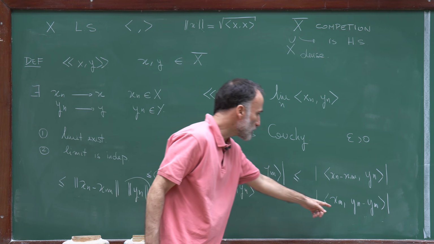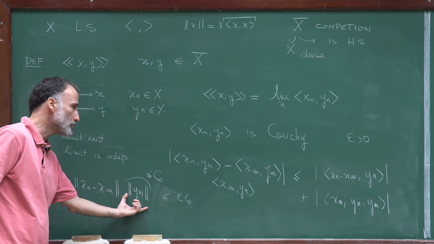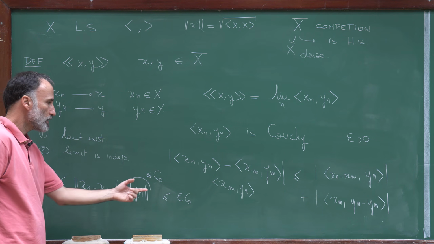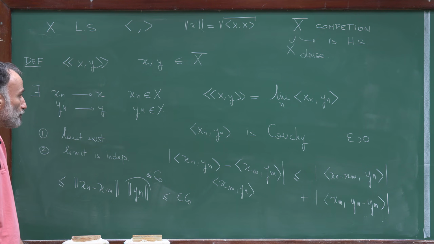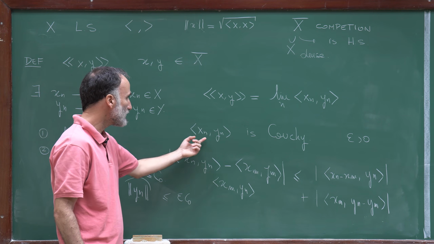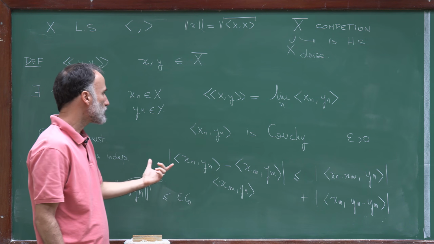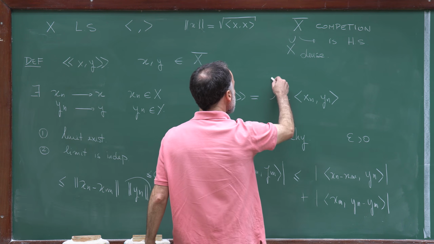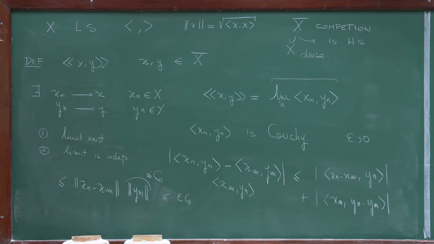We can repeat the same argument here. So we will have xm, which is bounded because xm is a Cauchy sequence, and we will have yn minus ym that will be bounded by epsilon, provided n and m are large enough. So that proves that indeed this sequence of complex numbers is Cauchy, and if it's Cauchy, it means that it converges. So we have proved that these sequences converge. So this is the first step.